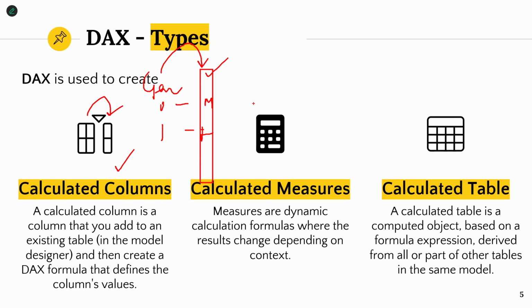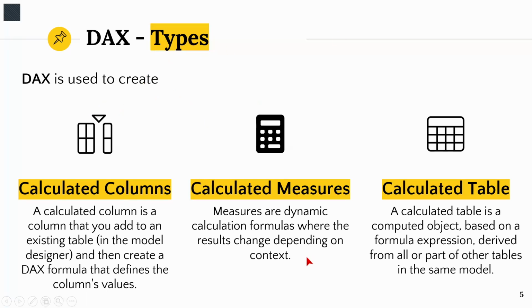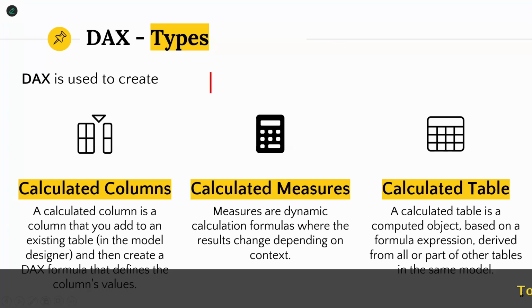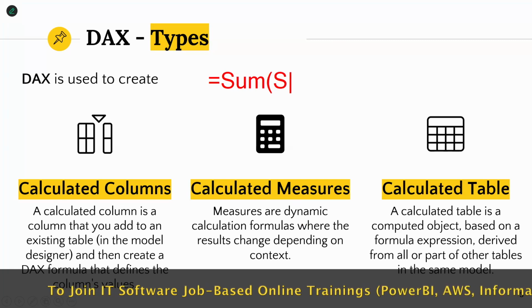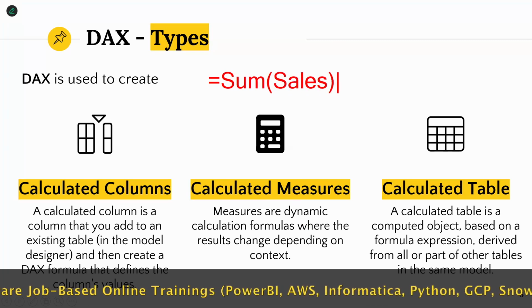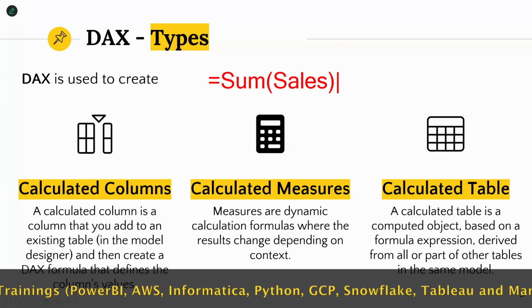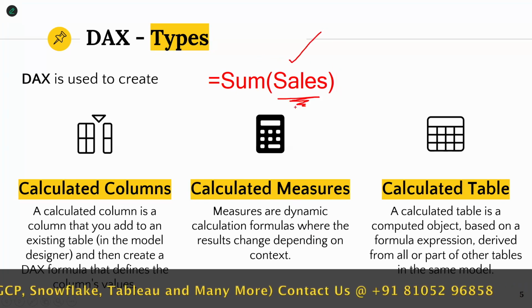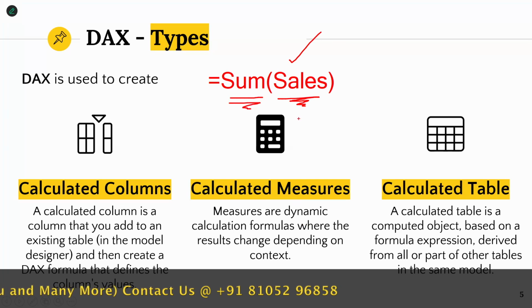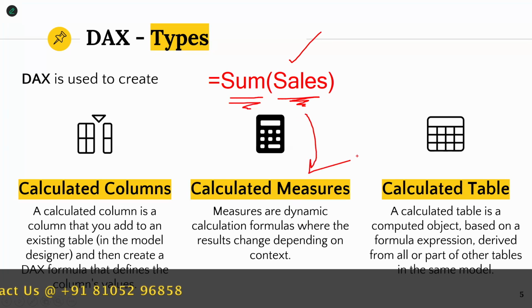Okay. Measures are dynamic calculations. The simplest formula you can look at is, let's say I want to add all the sales values. I'll say sum of sales. That's going to be a measure. I have a column called sales, and I'll be adding all of these values and summing them up. That's what is called a measure. Simple as that.